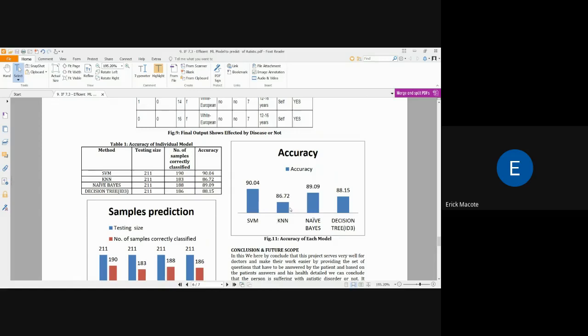In future, the database size will be increased and different deep learning techniques will also be applied to identify autistic spectrum disorder cases to get more accuracy. Thank you for your attention.